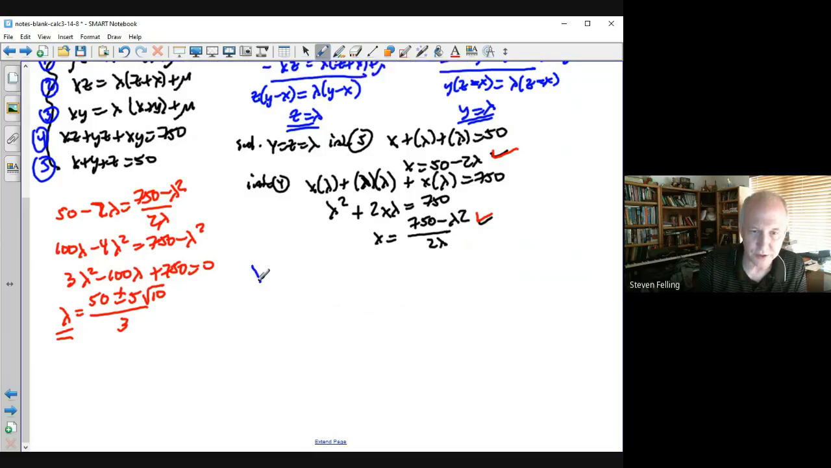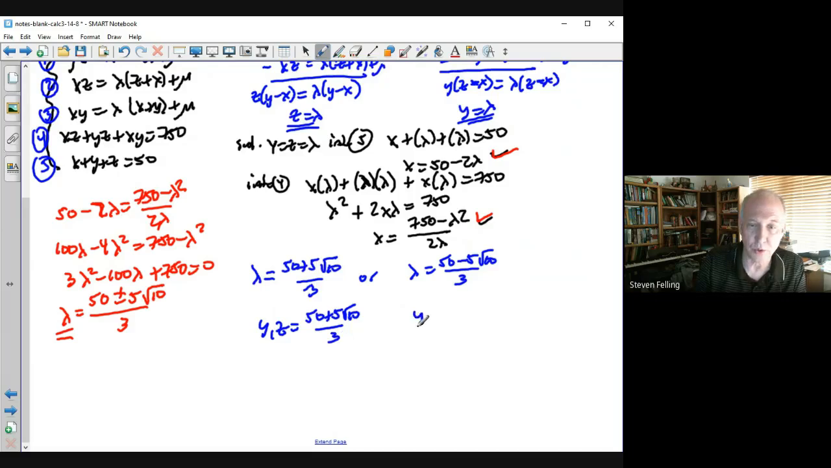Let me switch to, there's 50 plus 5 square root of 10 over 3, or lambda can equal 50 minus 5 square root of 10 over 3, right? And then y and z are both equal to lambda. So that means that y and z are also equal to those same numbers, 50 plus 5 square root of 10 over 3, or y and z is equal to 50 minus 5 square root of 10 over 3, okay? And then for x is just 50 minus 2 lambda.